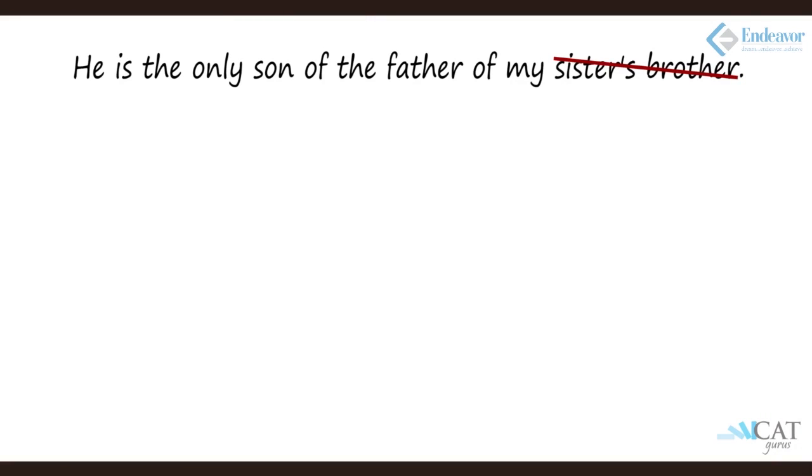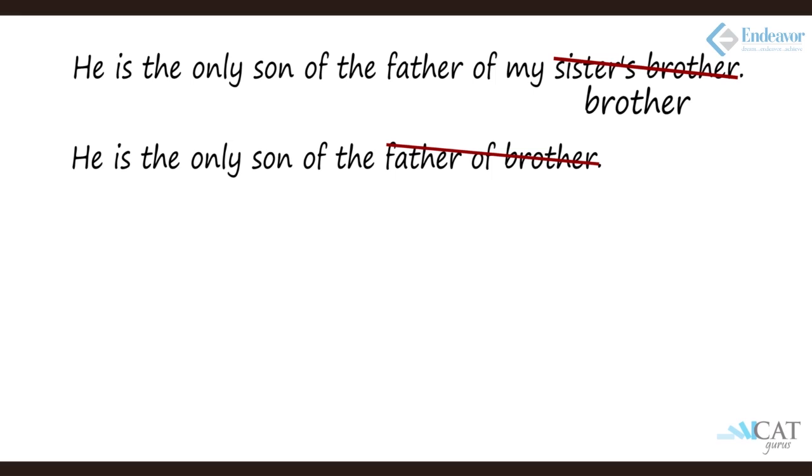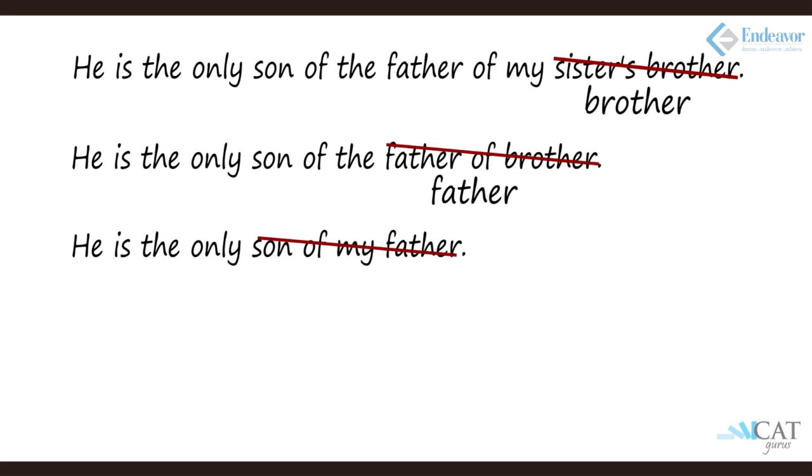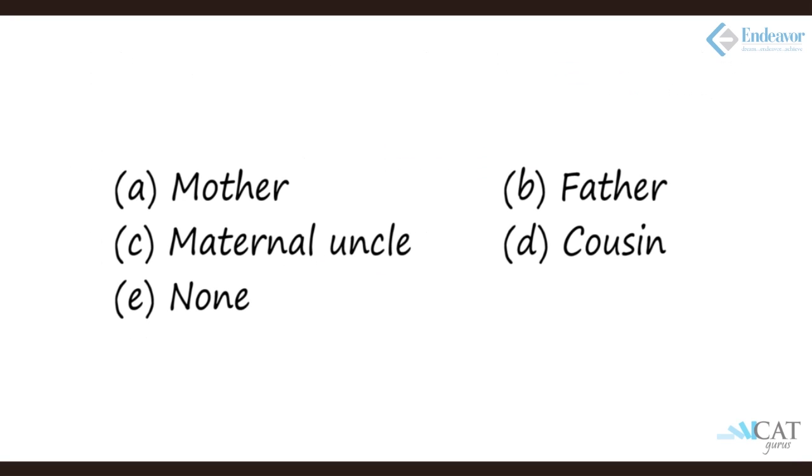Let's get in further. Again, backward solving of pockets: sister's brother, obviously brother; brother's father, father; father's son, brother. It just comes back to the same place. So the person in the photograph is Anjali's brother. Hence, none of the four options given is correct, and none of these becomes the correct answer.